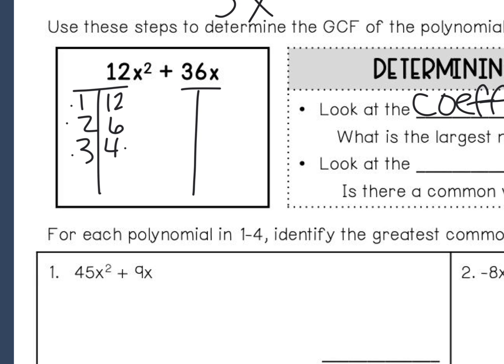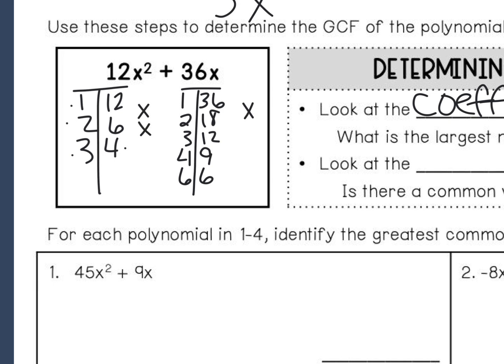What about 36? What makes 36? 1 and 36. 2 and 18. 3 and 12. 4 and 9. 5 doesn't work. 6 does work. 6 and 6. 7 doesn't work. 8 doesn't work. And now I'm back to 9. So I'm finished. Don't forget the letters though, because we also have x and x for x squared and x.